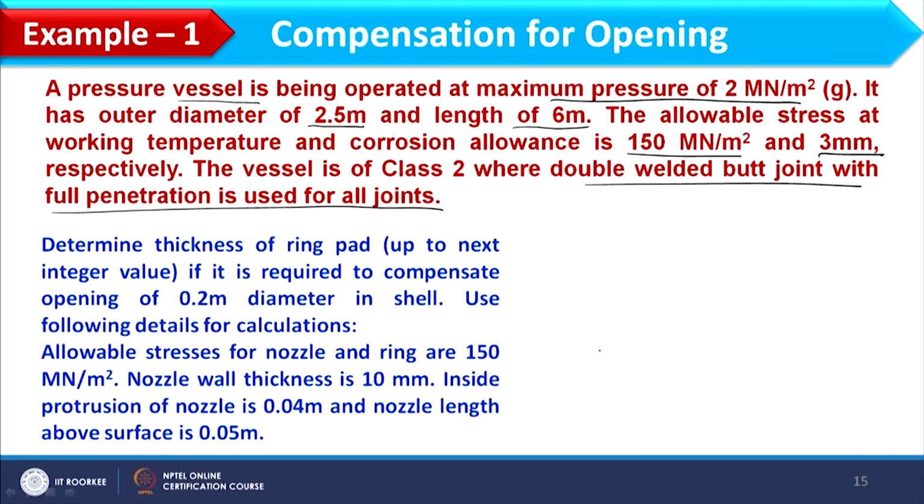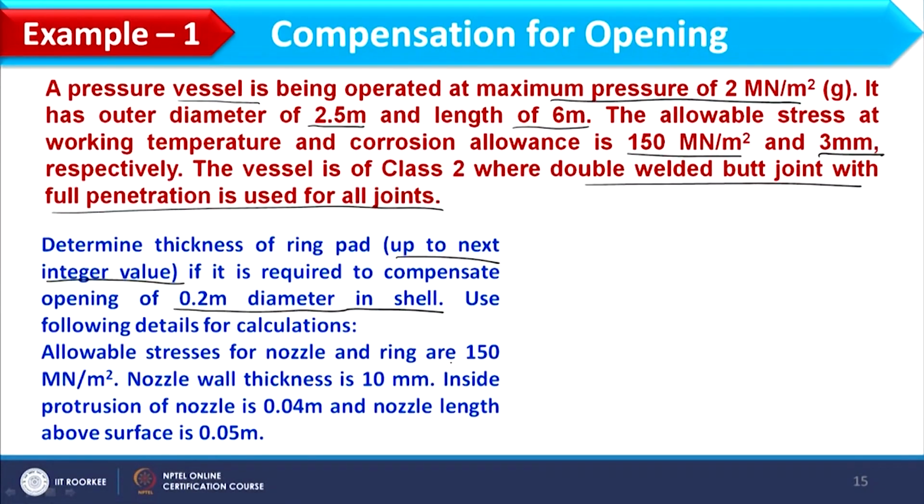What we need to find is to determine the thickness of ring pad up to the next integer value if it is required to compensate an opening of 0.2 meter diameter in the shell. So, the opening I have is 0.2 meter and I have to examine whether compensation is required or not, because the maximum value of opening available in the graph is 0.2. So, here we need to examine whether compensation is required or not.